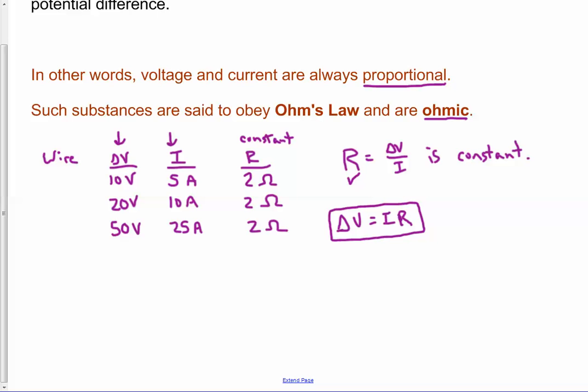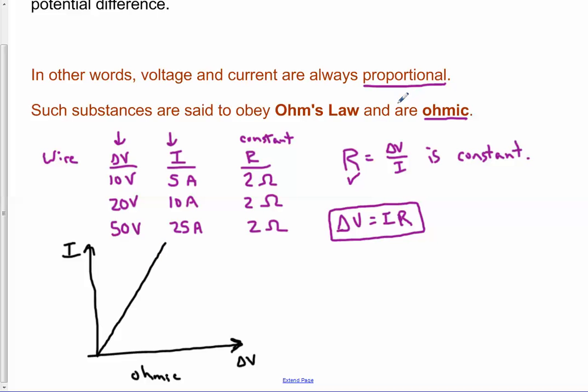Just to give one more way to think about this, if we draw a graph and we put the change in potential down here, and for now, think of that as what we have control over. We're the ones who are setting the potential difference across the two ends of the wire, and then we observe what current we get out of the wire when we do that, right? So in an ohmic substance, or a substance that obeys Ohm's law, this is going to be a straight line. That's what proportional means, right?